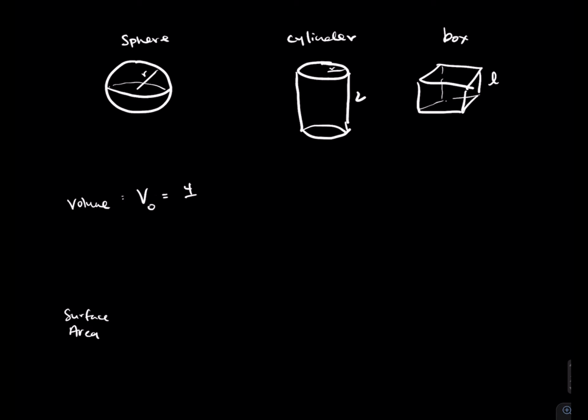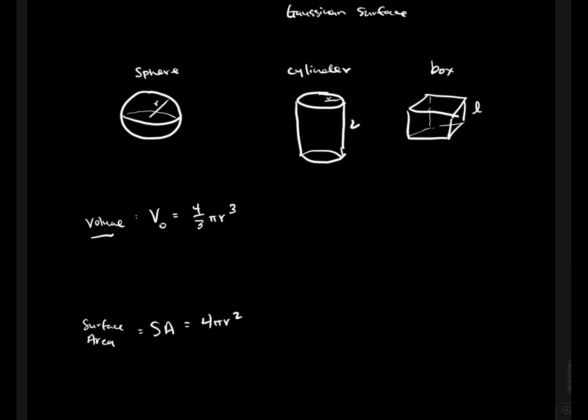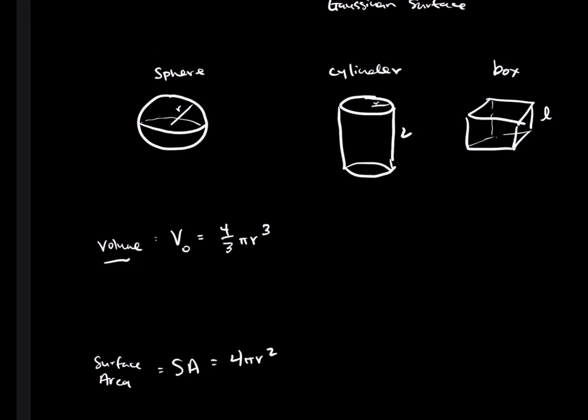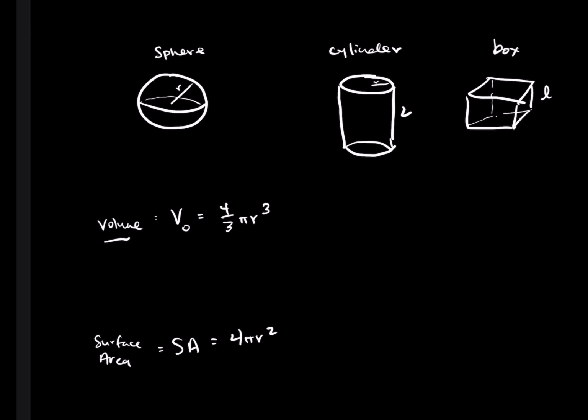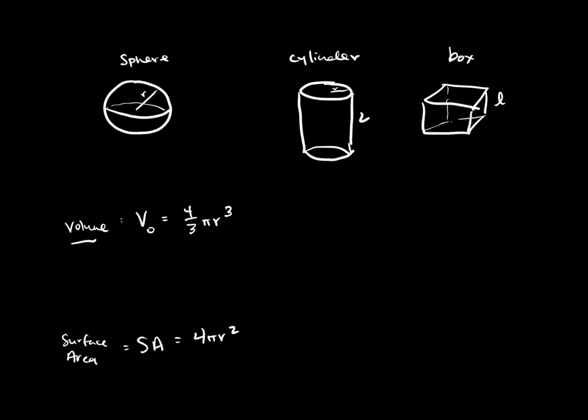A great way to know if you're dealing with the volume or surface area is there should be 3 dimensions for the volume, right? That makes sense. And then the surface area is going to be 4 pi r squared. Fun fact, this is the derivative of that. And you can think about why that's the case if you want to.